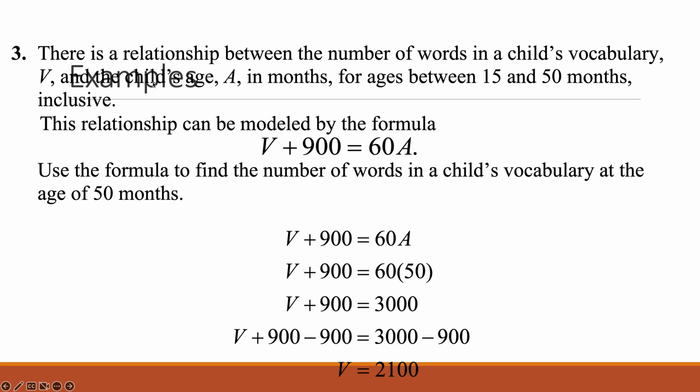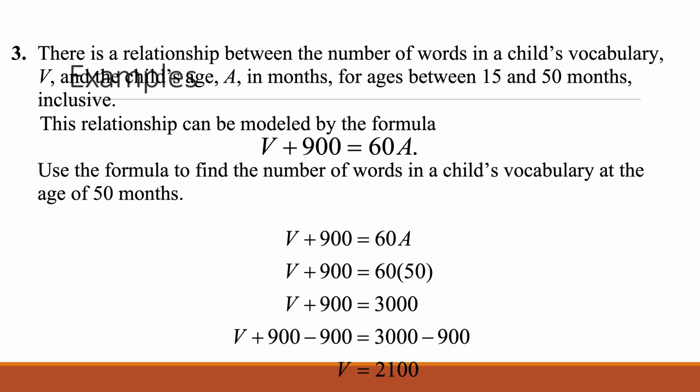There's a relationship between the number of words in a child's vocabulary and the age A in months, for ages between 15 and 50 months, inclusive. This relationship can be modeled by V plus 900 equals 60A. Since they gave you the equation, you don't really have to think about it too much. Use the formula to find the number of words in a child's vocabulary at the age of 50 months.